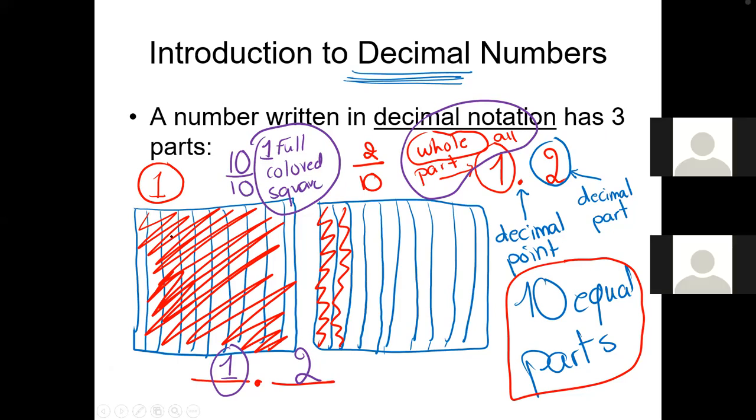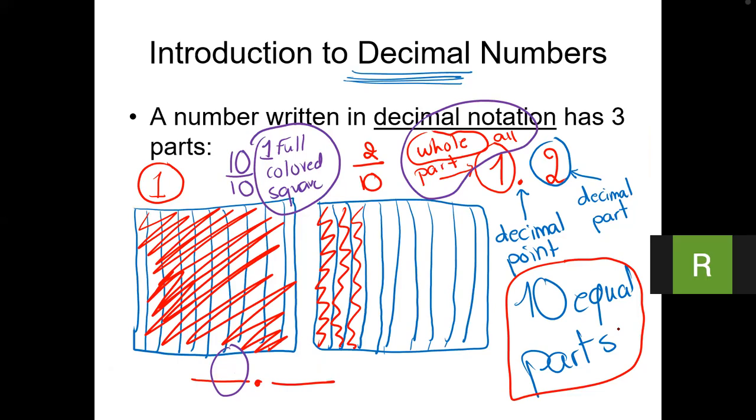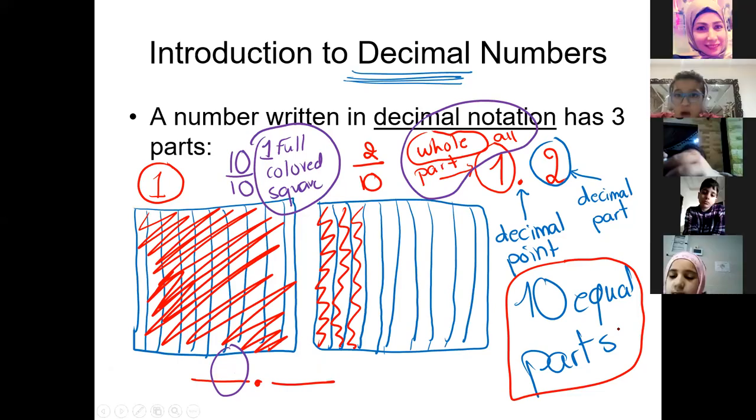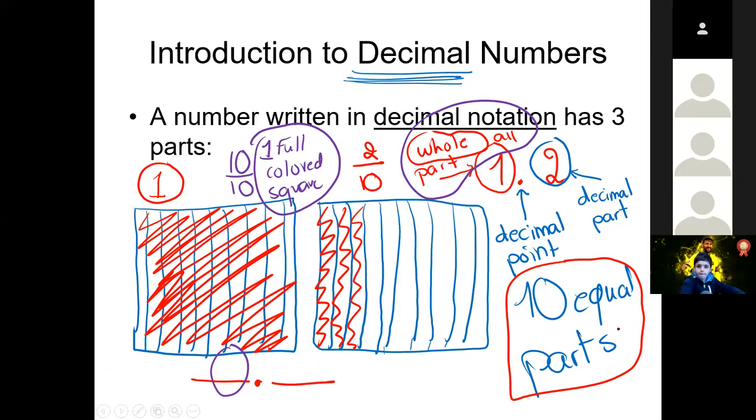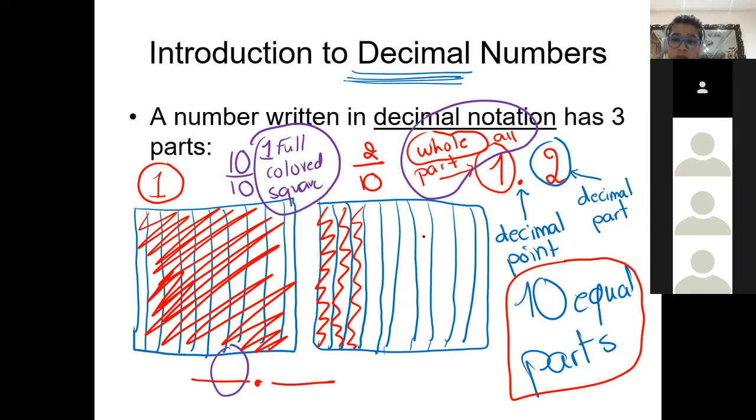Now, if we colored 3 parts here, who will tell me how we write the decimal number? Raise your hands. If we color 3 parts. We colored 3 parts. Tiba, how do we write the decimal number? Murad, don't say teacher. Like your friends, raise your hand. Yalla, Tiba. How do we write the decimal number if we color here 3 parts? 1.3. Excellent. It becomes 1.3.